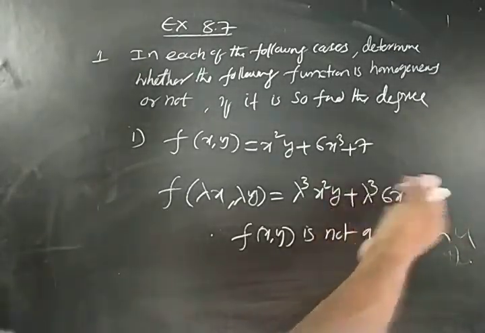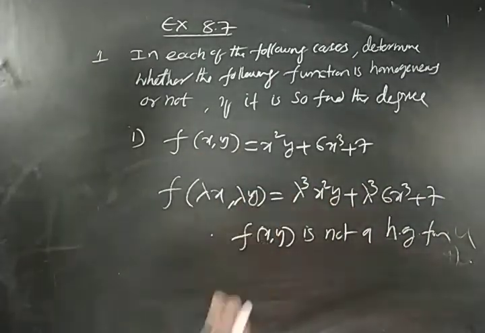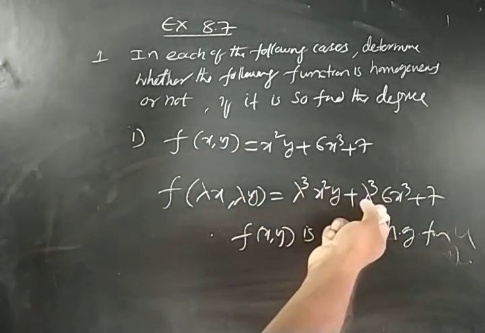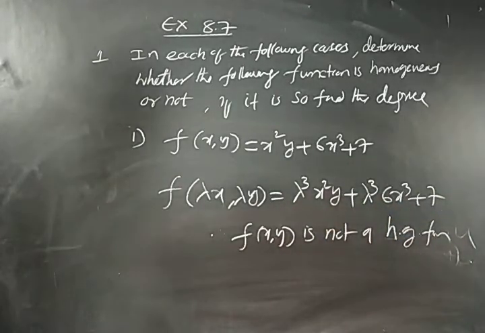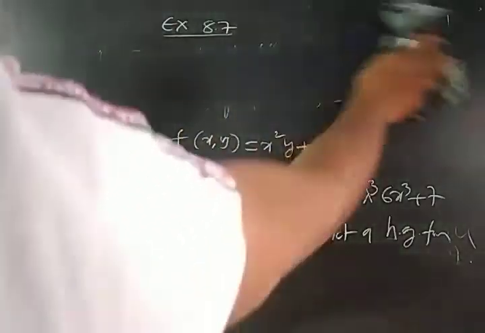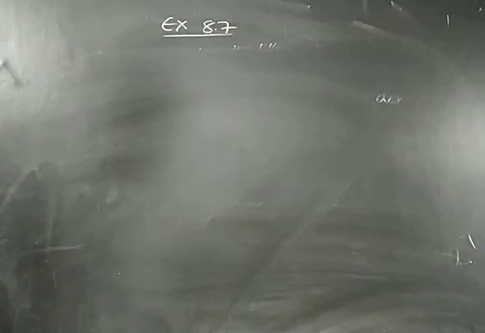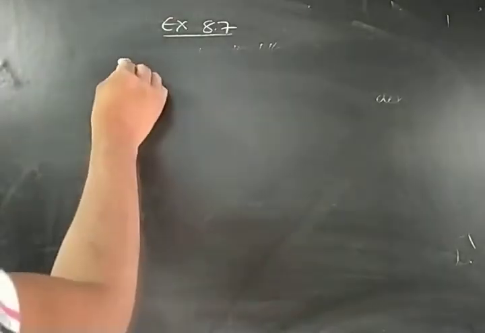If you get lambda as a common term, then we can say it is a homogeneous function. But here, with lambda cube in some terms and no lambda in the constant, it is not a homogeneous function. Now the remaining 3 in the first bit, do as homework. Just substitute lambda x in place of x and lambda y in place of y, then try to take lambda common. If you get lambda as a common term, then it is a homogeneous function.